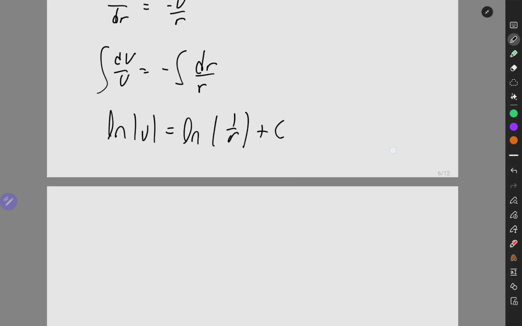Well, that's what we get from taking the exponential of both sides. This is e to the ln of 1 over r, which is just 1 over r times c. So it's c times 1 over r.